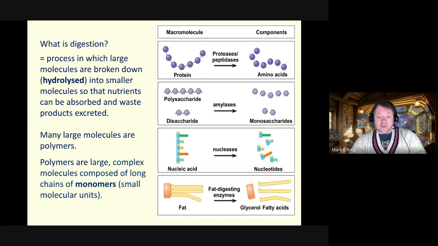Fats are broken down by various fat-digesting enzymes, such as lipases. However, emulsification is often required first, which requires bile salts. They're broken down into glycerol and fatty acids.